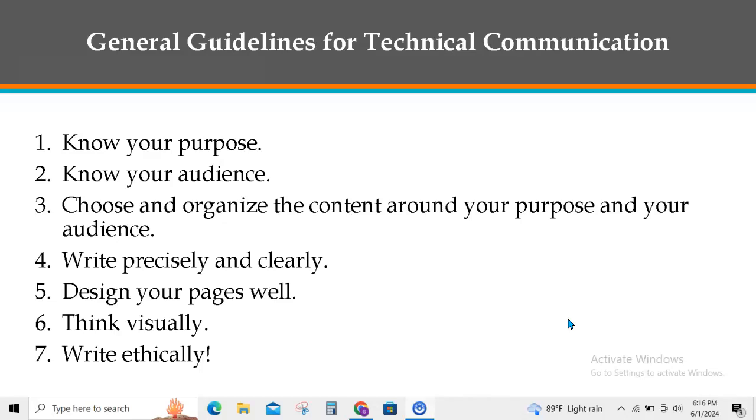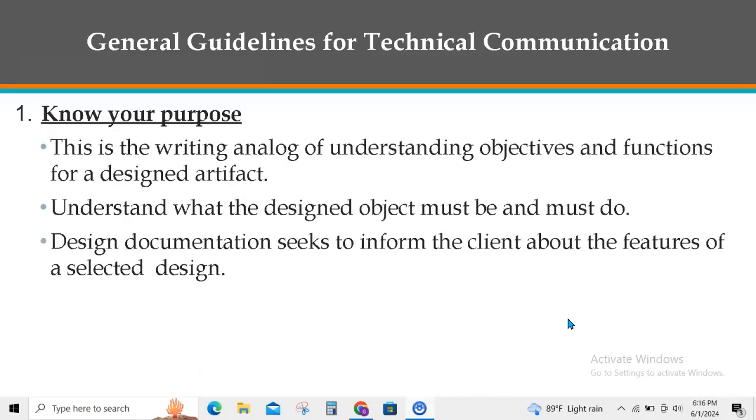So, what are some general guidelines for technical communication? Before making a technical communication or a report, you have to know the purpose and your audience, and the content should be organized around the purpose and audience. It should be clear and precise. The pages should be designed well, think visually, and it should be written taking into account ethical considerations.